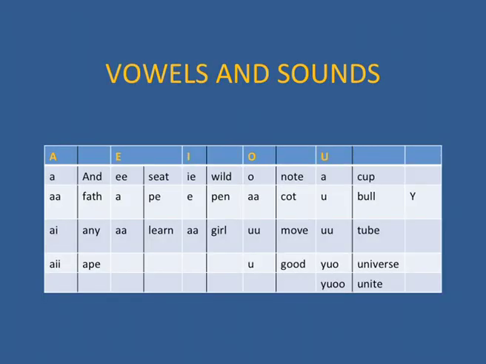Just look at this slide. You have here A, E, I, O, U. Know how A is pronounced? A is pronounced as A, for example, and. Okay. Then you have A, father, A, any, A, for example, ape. Okay.